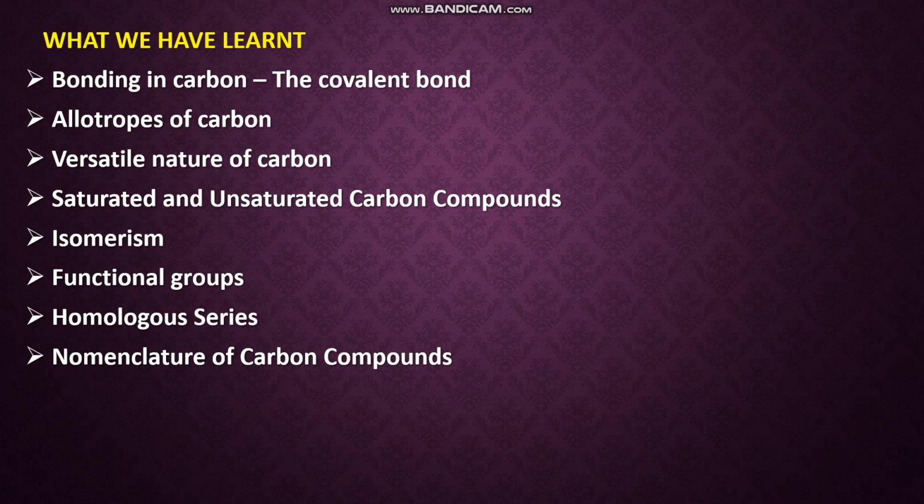Then we learn what are saturated and unsaturated carbon compounds. We learned isomerism and its examples. Then we learn functional groups. In that, 5 classes of organic compounds we learn. That is chloro or bromoalkanes, alcohols, aldehydes, carboxylic acid, and ketones. Next we learn homologous series. Then how to name the carbon compounds, that is nomenclature of carbon compounds.